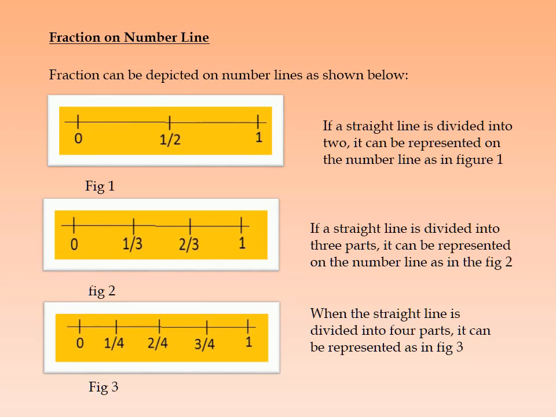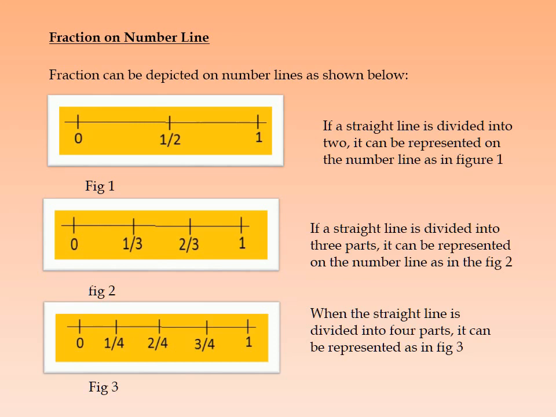They said if a straight line is divided into 2, it can be represented on the number line as in figure 1. So when you divide a straight line into 2, the midpoint is going to be 1/2. So from 0 you have 1/2, which is half. Then you have 1.